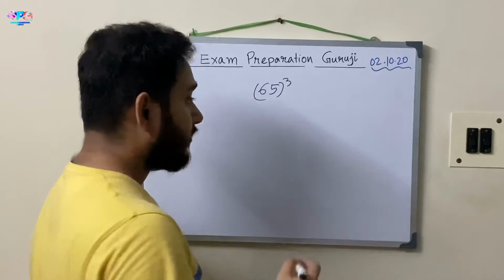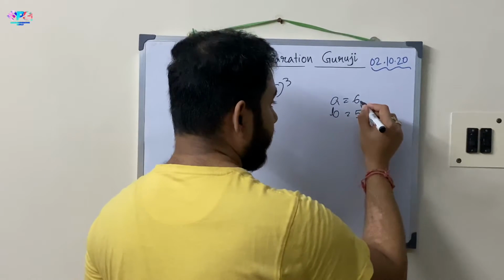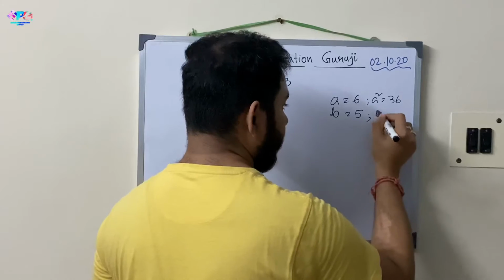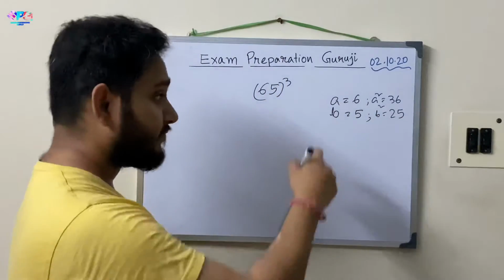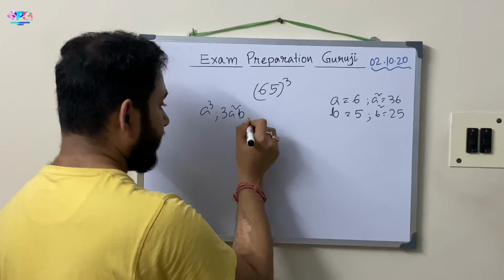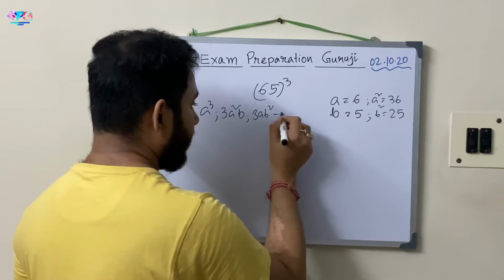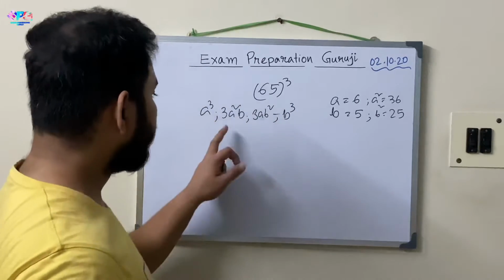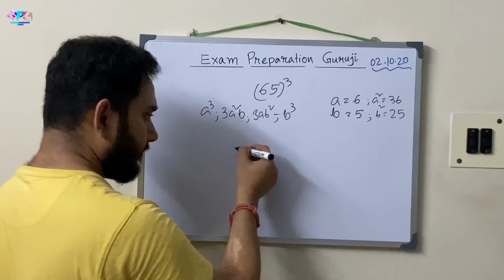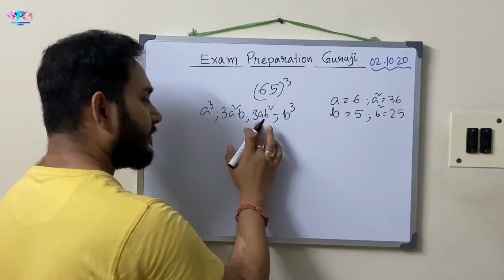So 65 cube, similarly, A equals 6, B equals 5. So A square means 36, B square 25, right? As per the formula we need A cube, 3 A square B, 3 A B square, B cube, right? Why did I put 3A square B and 3AB square? Because we will add A square B plus 2A square B, right? So you can also consider it as 3A square B and 3AB square.